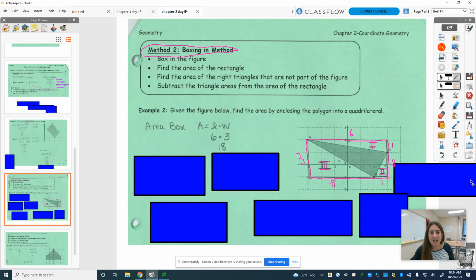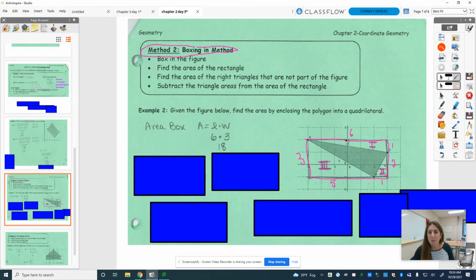First, you're going to find the area of the box that you made. Well, the box is 6 by 3. Notice I'm showing my formula. 6 times 3 is 18, and I labeled it area of the box. All this stuff's super important. You're going to get graded on it.